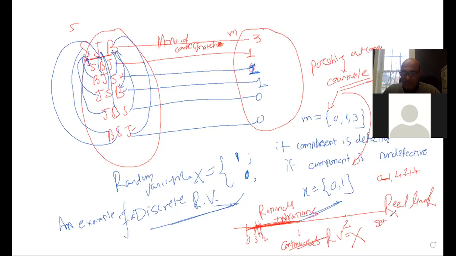So let me write it down. Set of possible outcome, small x, is uncountable. Right, guys? Set of possible outcome is uncountable. So that is called the continuous random variable. So this is the example of discrete and continuous random variable.